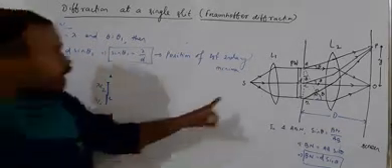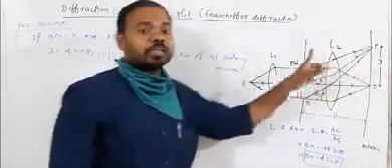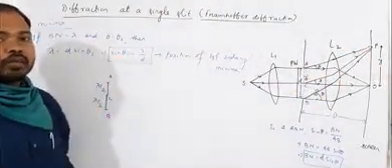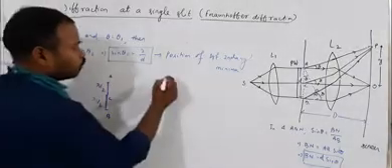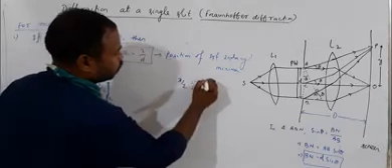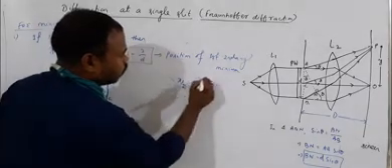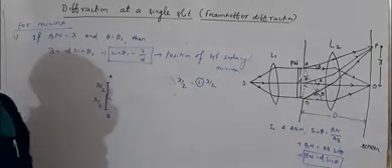So light reaching from A to P and C to P has a path difference of lambda by 2. Lambda by 2 means it is an odd multiple of lambda by 2, which can be written as 1 into lambda by 2. That means we are getting a minima there.